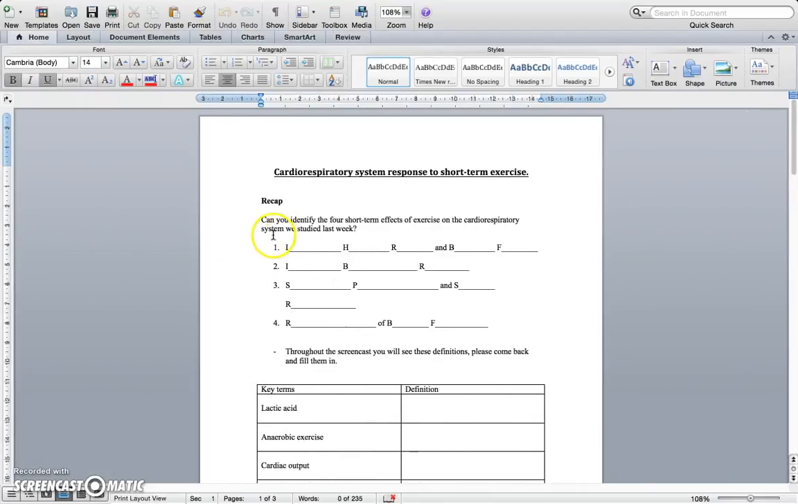Here is the worksheet. So can you identify the 4 short-term effects of exercise on the cardiorespiratory system we studied last week? 1, 2, 3, 4. They are the 4. Let's see if we can figure out which ones they are from this kind of information here.